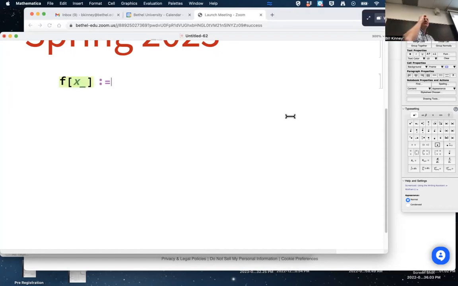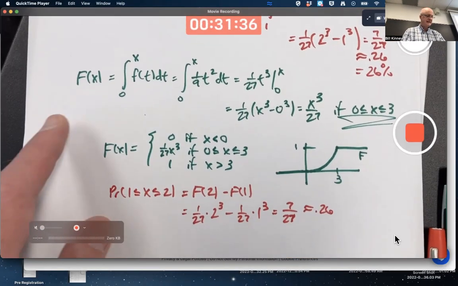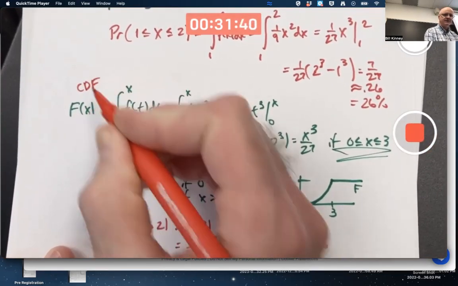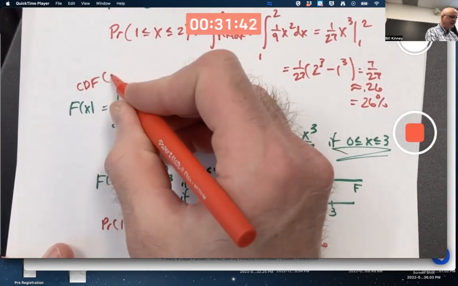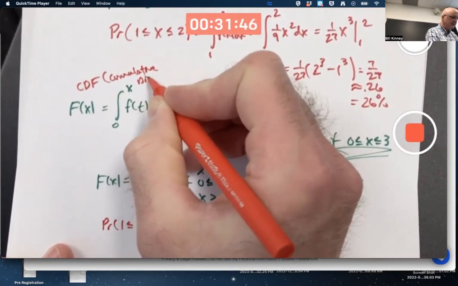I could type it in as a piecewise function, but I don't have to. X squared over 9, that's my PDF. By the way, I mentioned this, but I forgot to emphasize it. This is again called a CDF. Stands for cumulative distribution function. Cumulative distribution function.